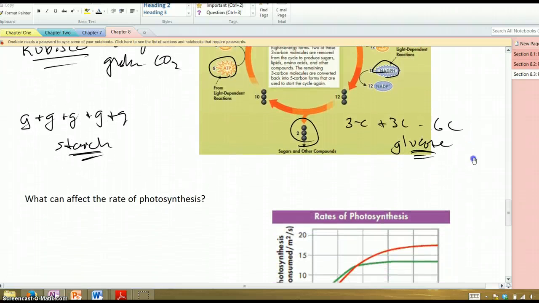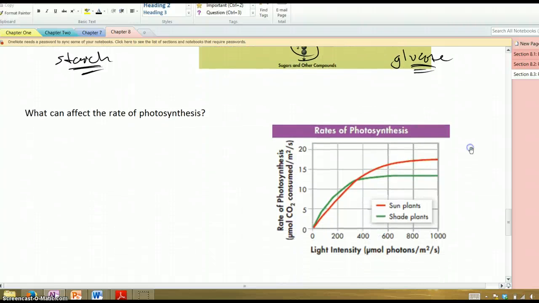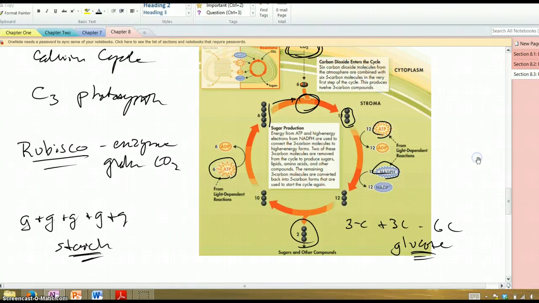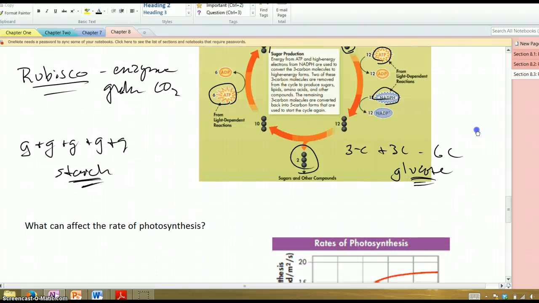All right, now let's talk about some other things here. So now this process of photosynthesis is a chemical reaction that occurs at a particular rate. As you can imagine, there are things that can influence the rate at which that reaction occurs.